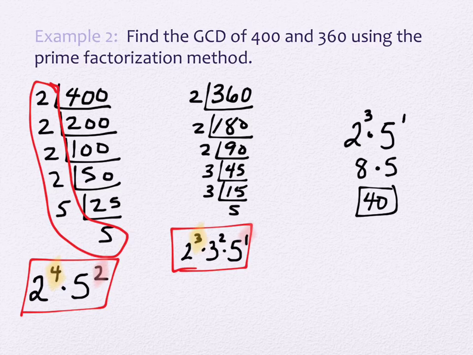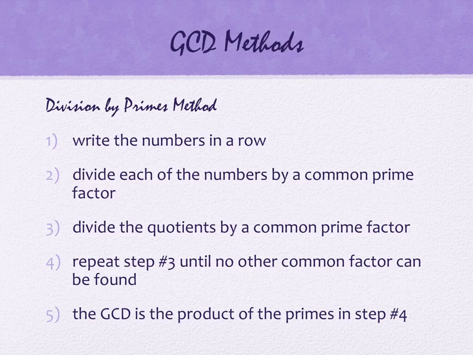Okay, any questions on this method? This is called the prime factorization method. Not to be confused with the division by primes method. You guys have a note card on your test, right? To remind yourself which one's which. Division by primes is our next one. This is probably my favorite method. It's not one that I grew up knowing, but I really like it quite a lot.